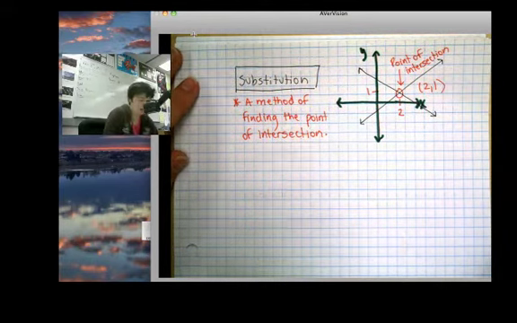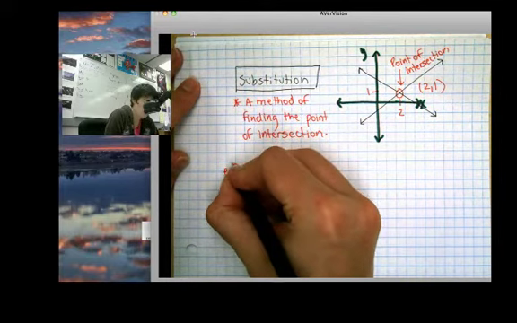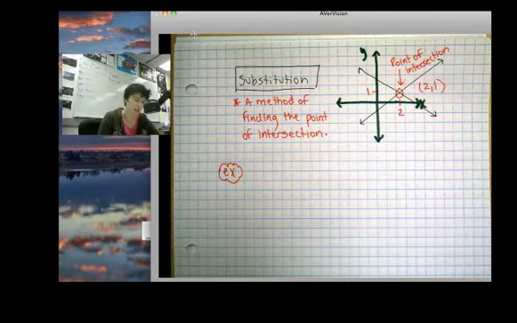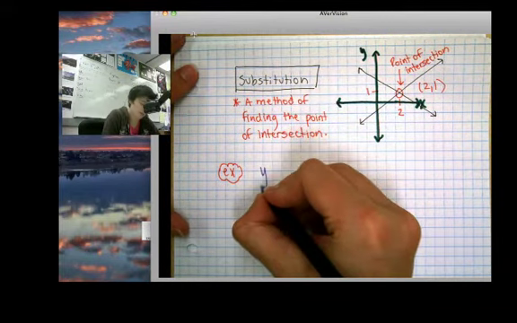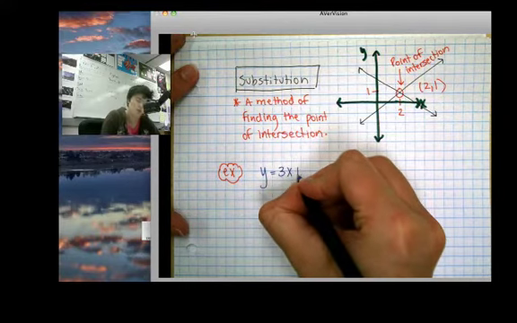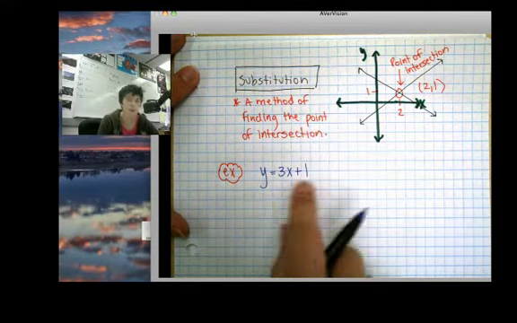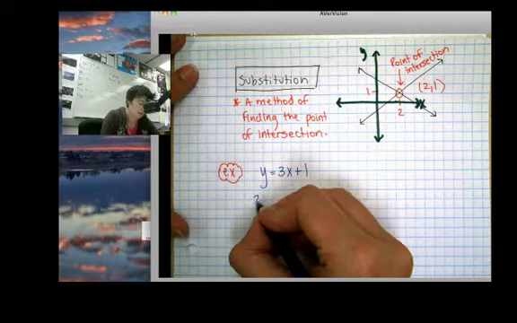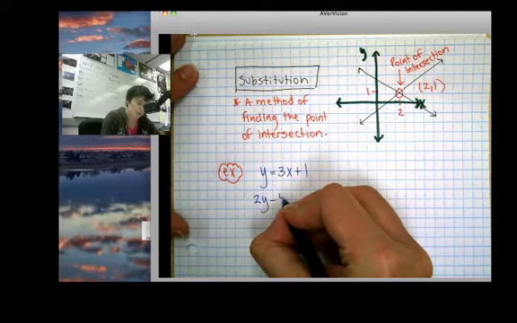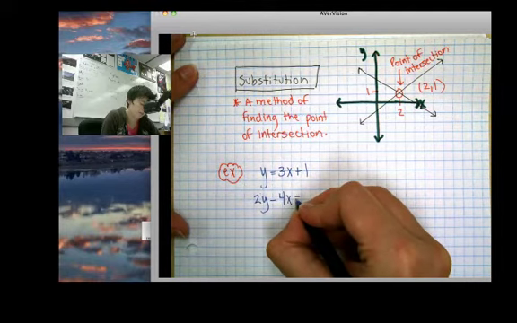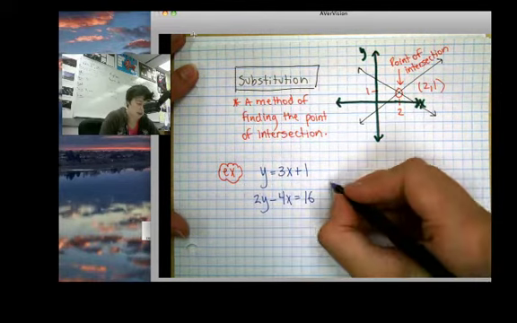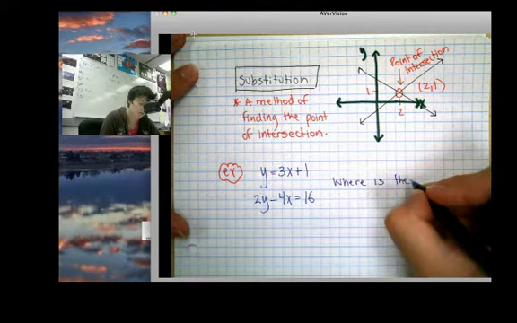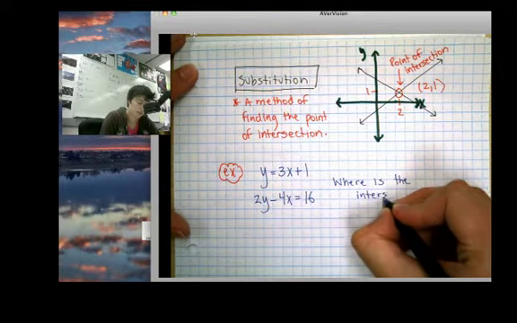So let's make up a problem. Let's say we've got these two lines and they cross somewhere and I want to know where. So let's say I have y equals 3x plus 1. That's a line. That's y equals mx plus b. And then I have this other line, maybe the equation's a little mixed up. Maybe it's 2y minus 4x equals 16. And I want to know, where do they intersect? Where is the intersection? So there's my question.